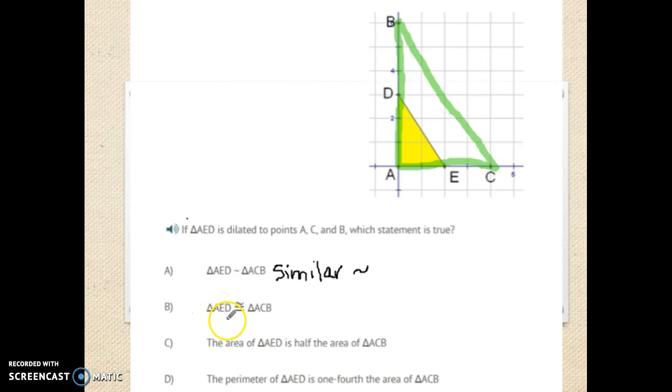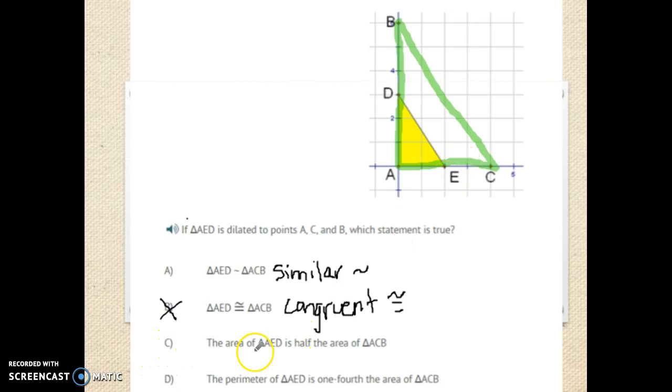B says triangle AED is congruent. So again, you need to know what your symbols mean, and congruent means the exact same shape and size. These are not the same shape and size. The green one is clearly bigger.